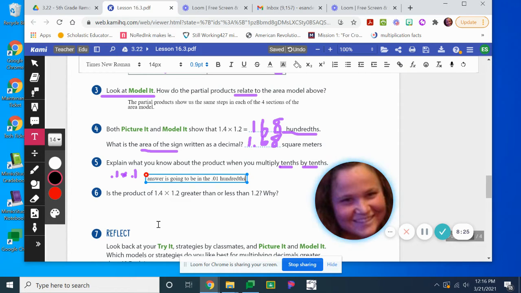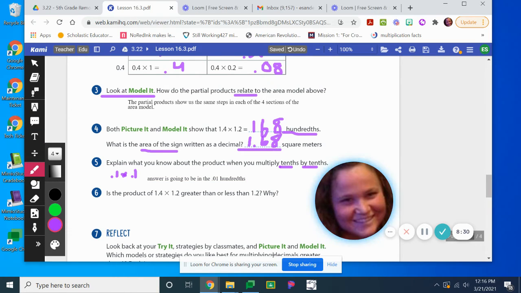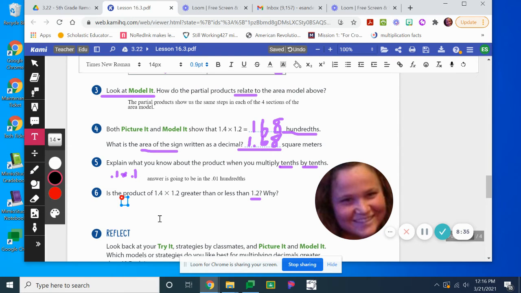times 1.2 greater or less than 1.2? So was our answer greater or less than 1.2? Our answer was greater because you are multiplying 1.2 by a number greater than 1.